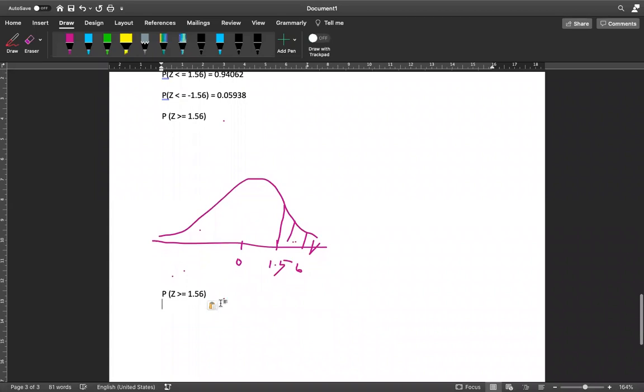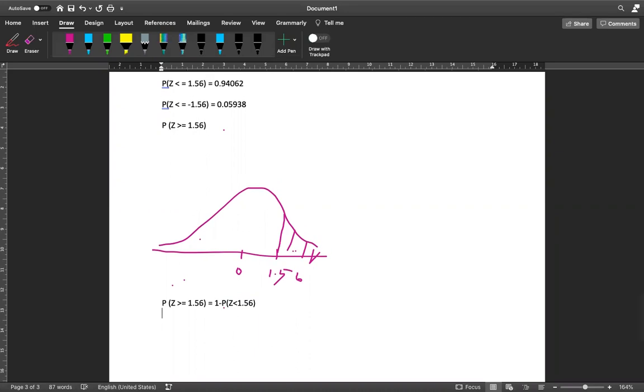Exactly. So the probability that z is greater than or equal to 1.56 is 1 minus the probability that z is less than 1.56, right? And we can evaluate this from the table, isn't it? So I think we got the 0.94, right? So yes, please. Only 1 minus 0.9406. What do you get?